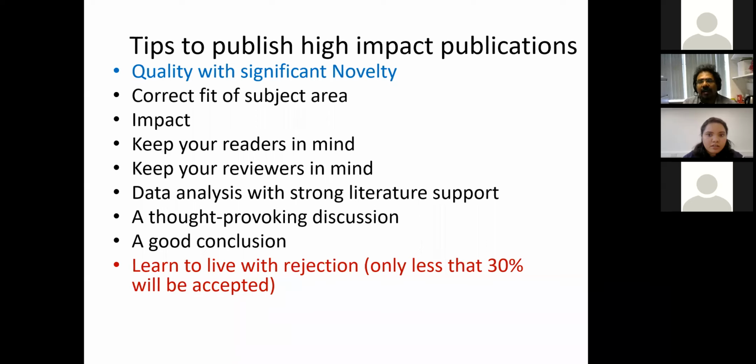And then learn to live with the rejection. Don't be disappointed. You may not know this, but for many journals, less than 30% of the papers will be accepted. So if a particular journal doesn't like your paper, go to the next journal.